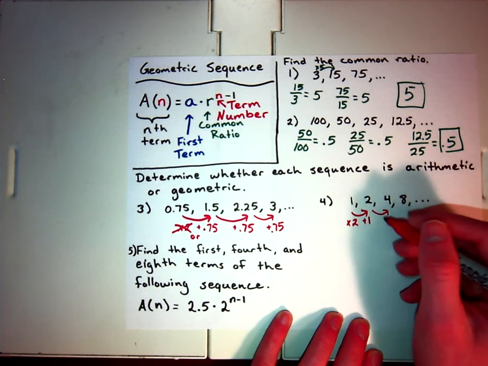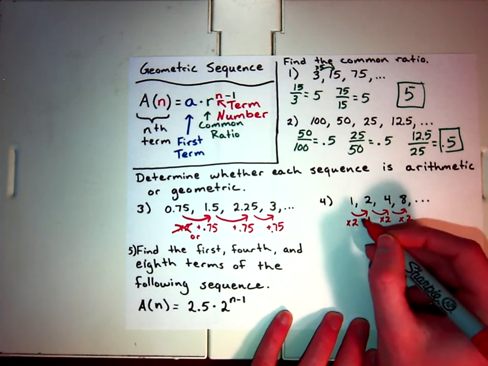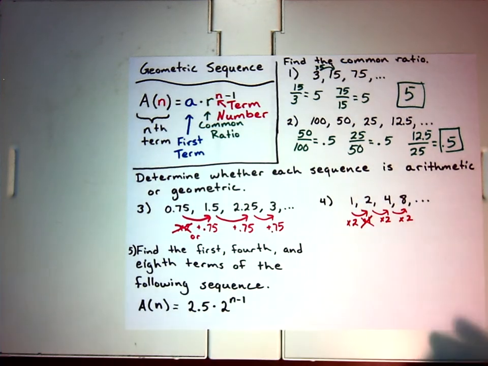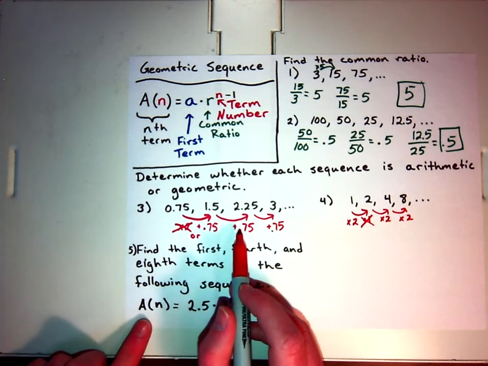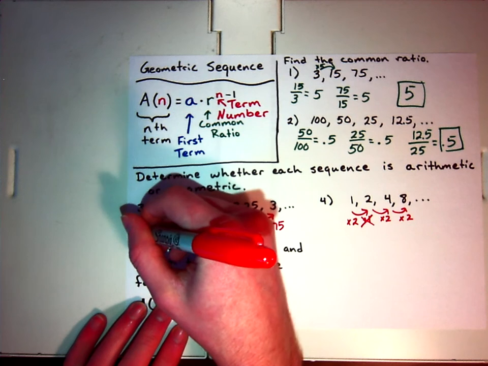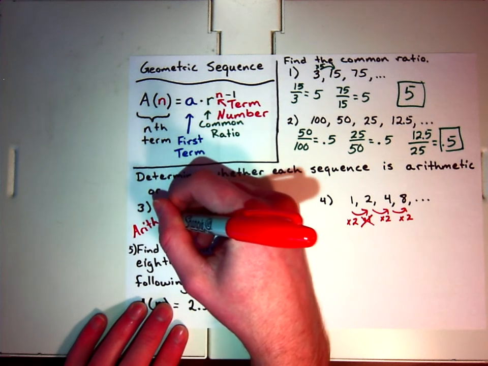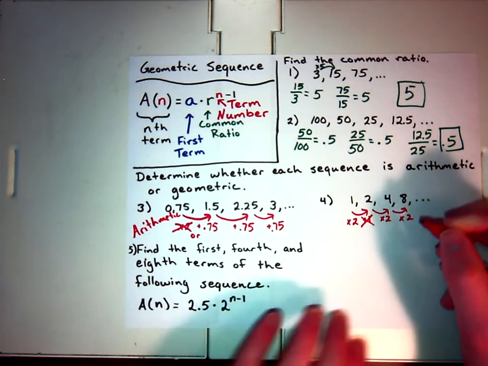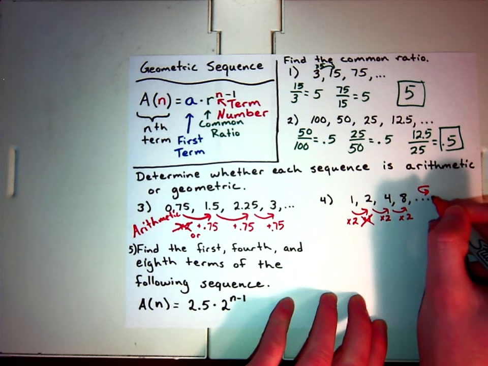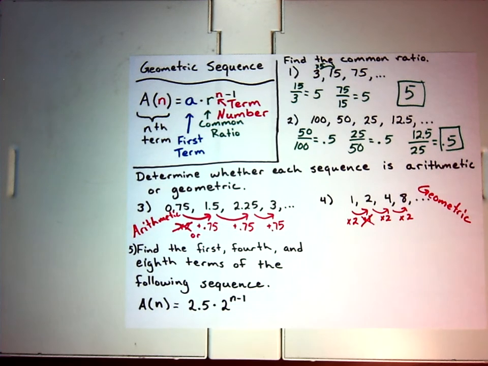No, we didn't add 1. We multiplied by 2. Okay, so that one is not the right answer. It is being multiplied by 2. So we need to identify what are these. This one is arithmetic because it's adding, right? Okay, so we found the answers to those.